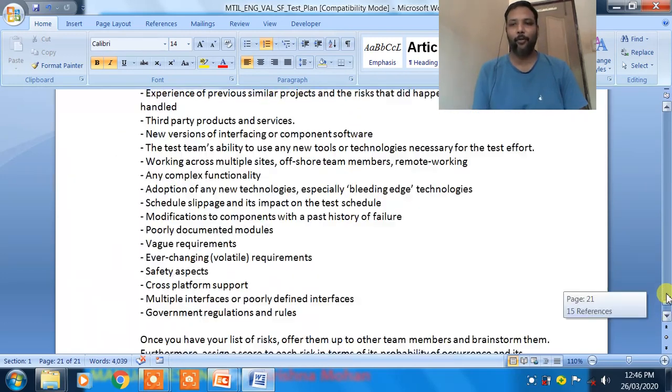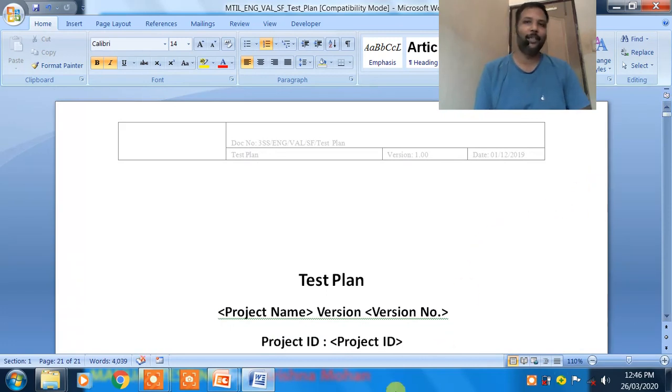Okay, this is all about the test plan. Hope you understood what a test plan is. You got some idea what the fields will be. Now you can at least know what columns will be available.